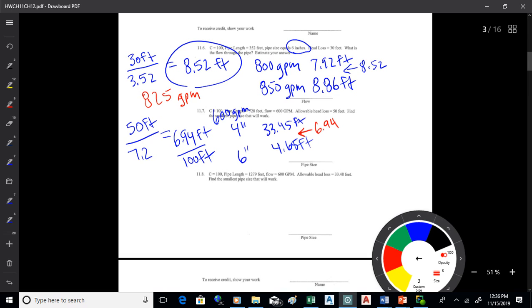Now, if I've got a limit of 50 feet of head loss, I can't go any higher than that. So what I want to do is pick a value of pipe that is either 6.94 or lower. So I'll go with 6-inch pipe. That's the next size up that has 4.65. So if I go with 6-inch pipe, I'm not going to have more than 50 feet of head loss. Of course, if I go to 4-inch pipe, I will, and that will be a problem. Okay.